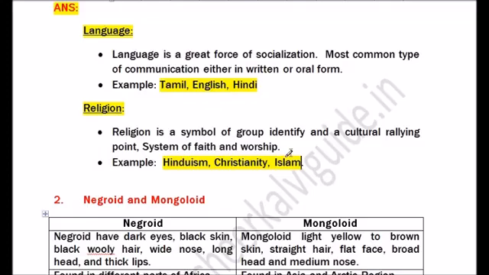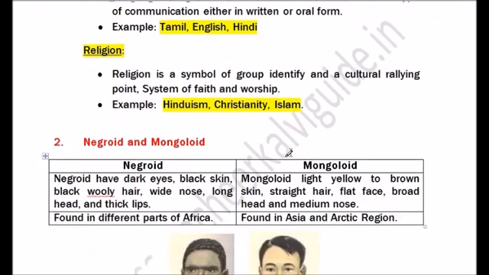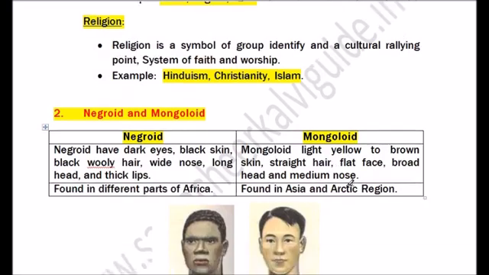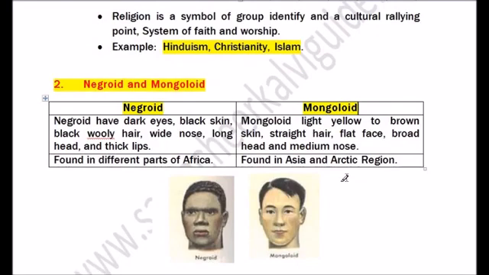Question number 2. Negroid and Mongoloid. Negroid. Negroids have dark eyes, black skin, black woolly hair, wide nose, long head and thick lips. They are found in different parts of Africa. Mongoloid. Mongoloids have light yellow to brown skin, straight hair, flat face, broad head and medium nose. Found in Asia and Arctic regions.